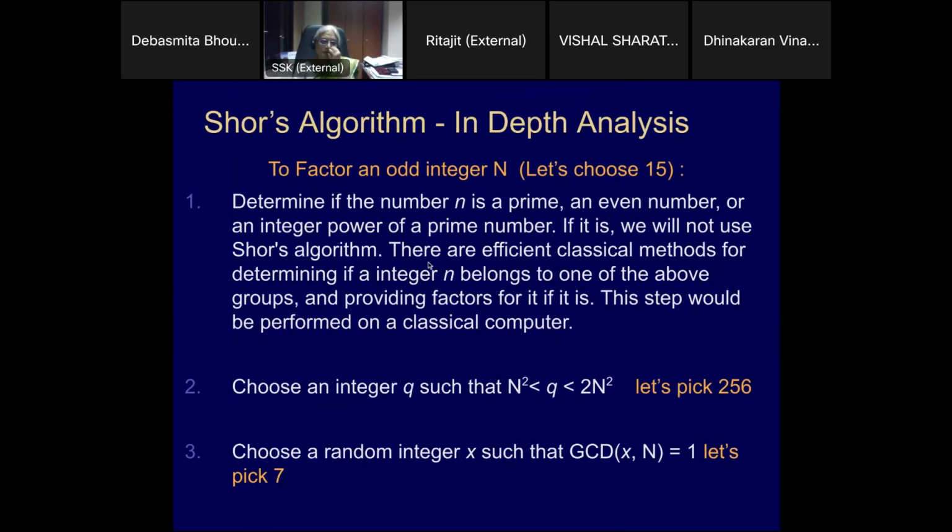So then, since it's not prime, not a prime power, and not even, we choose an integer Q which lies between capital N squared and twice capital N squared. Capital N was 15, so between 225 and 450, let's pick 256. This happens to be a power of 2 for simplicity. And I also choose a random integer x, which is relatively prime to N, and we can pick 7, let's say. It's better to pick an odd integer. Why are we doing this?